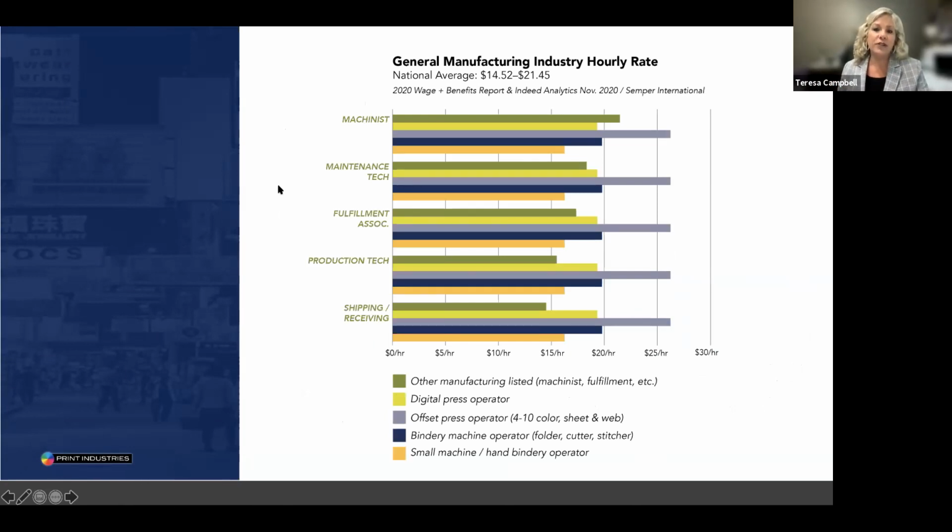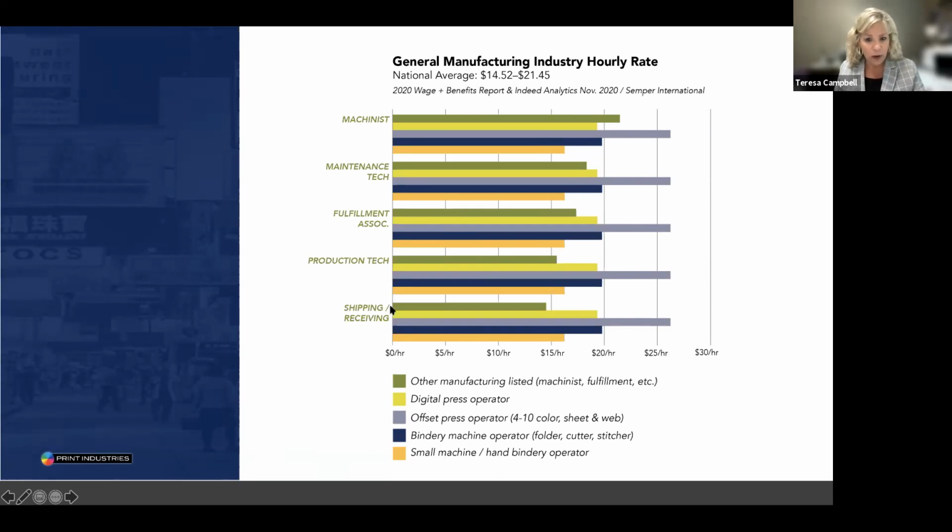And this is general manufacturing based on an hourly rate. Here you see other manufacturing listed in green for machinists, machine techs, maintenance techs, fulfillment, production technician, and then shipping and receiving, again, on the low end of the pay wage between $14.50 to $21.50 an hour. Digital press operators in yellow making significantly more, almost $20 an hour. Offset press, of course, making more than $25 an hour. But you see small machine or hand bindery there at just more than $15 an hour.